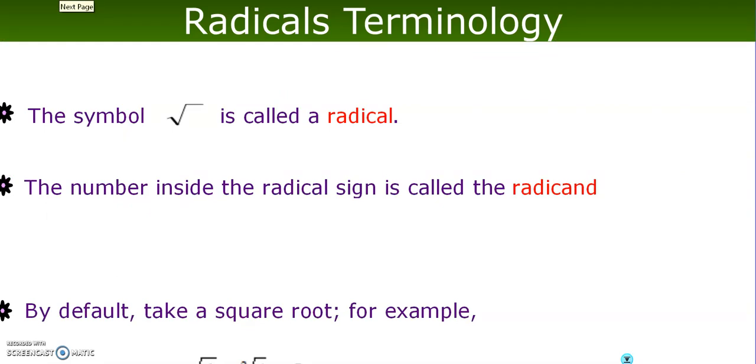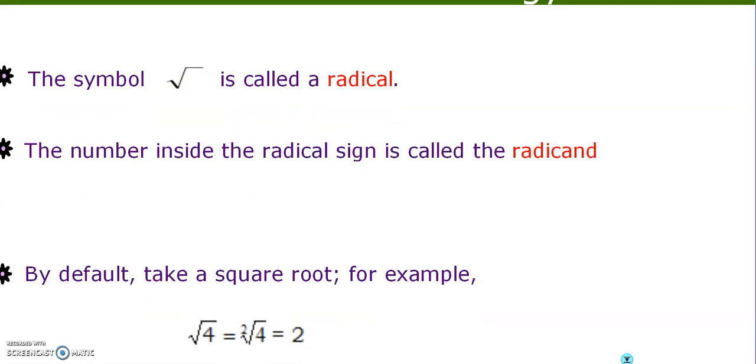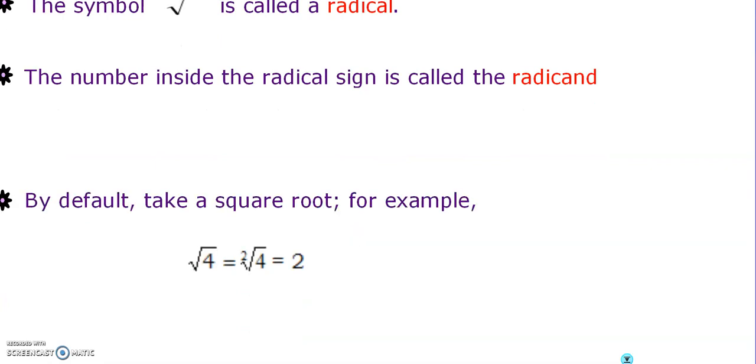The symbol, that little square root symbol, is called a radical. The number inside the radical sign is called the radicand. And when we take the square root of a number, by default, that symbol doesn't always have to have the little 2 on top. We know that that's called square rooting. We're looking for the perfect square. That's equivalent to the square root of 4, which is 2.